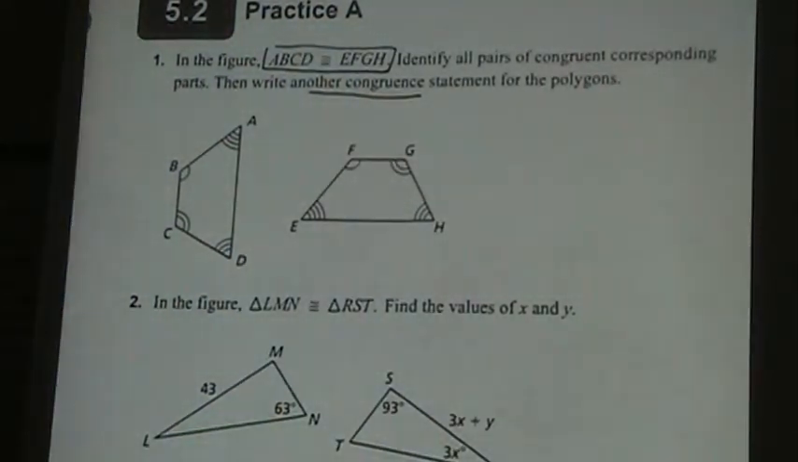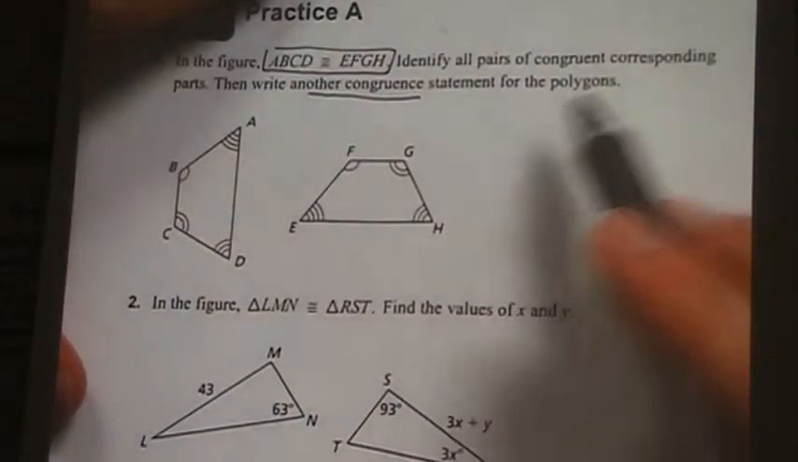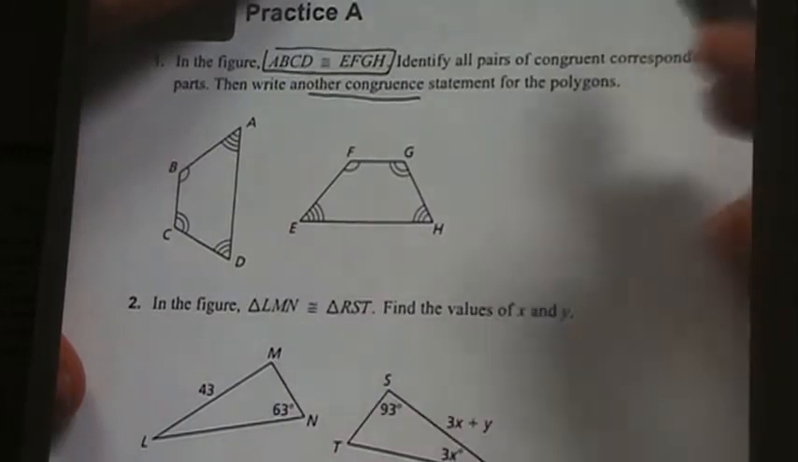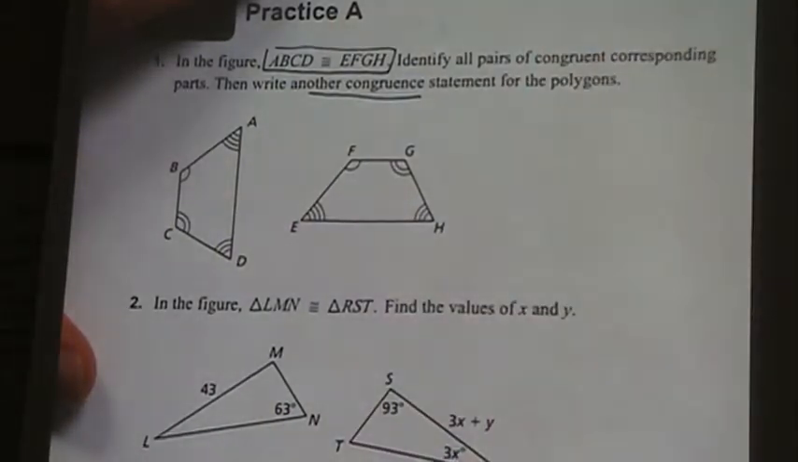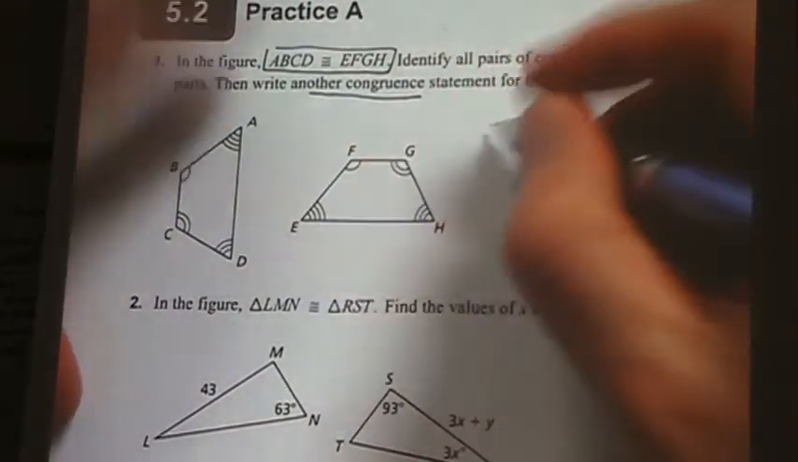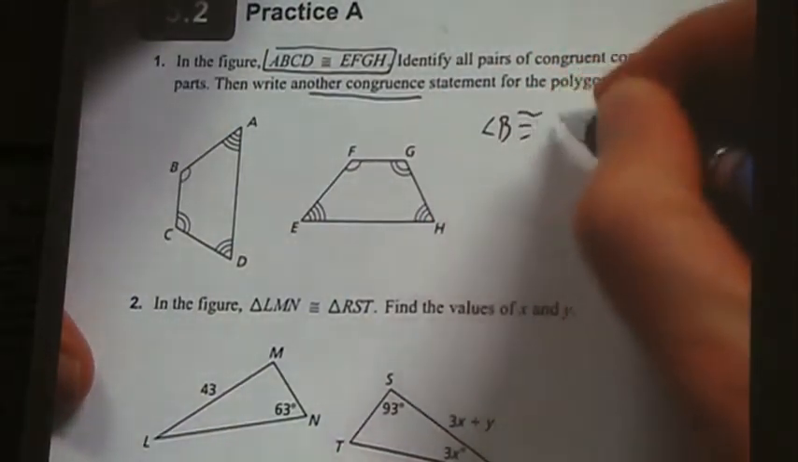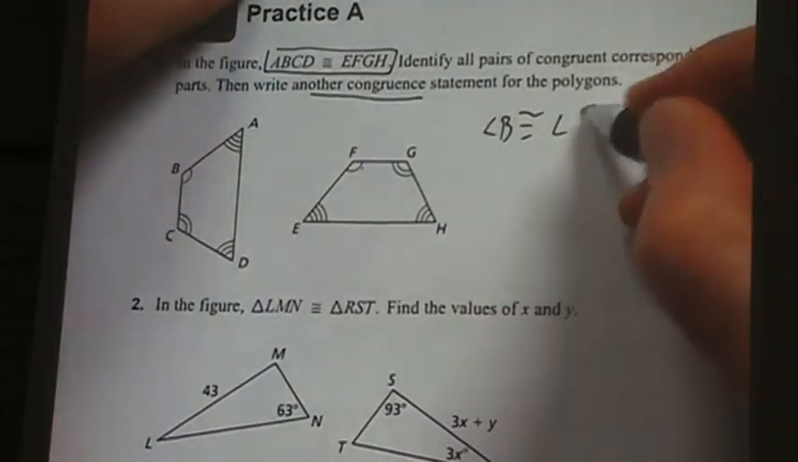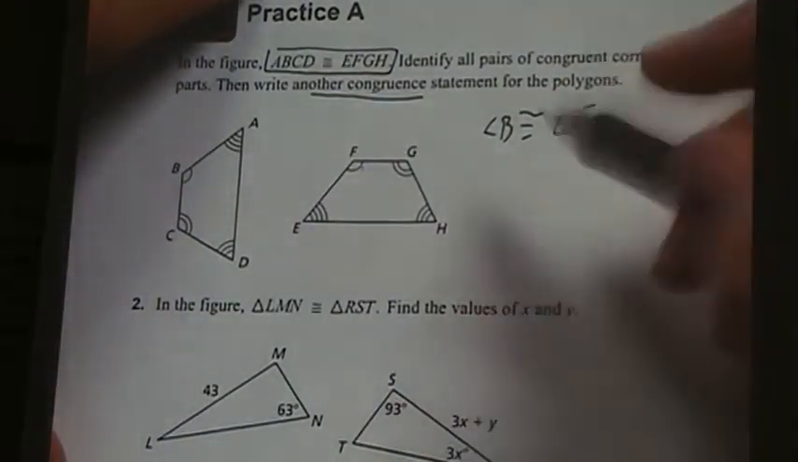Whatever, we can do that. And what they want you to do first is identify all pairs of congruent corresponding parts. Well, there's sides and there's angles. We'll just do the angles, I guess. I'm going to start with angle 1s. I can say angle B is congruent to angle F. How do I know that? They both have 1 ticks. Then I'm just going to work my way around.